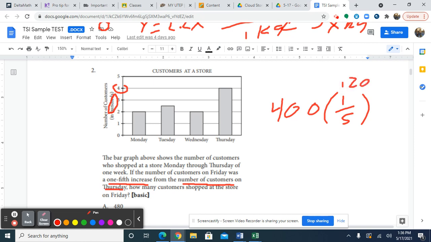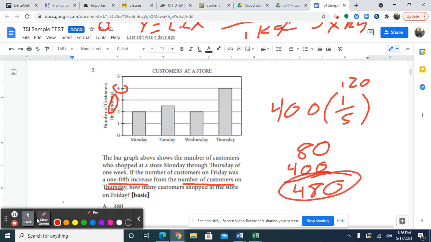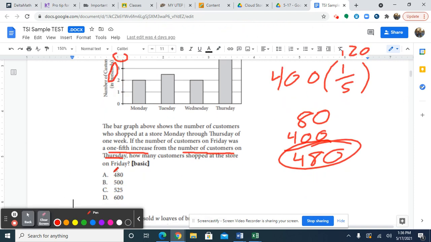And again, a basic calculator, a four function calculator, where we just add, subtract, multiply, and divide. So if we multiply 400 times 0.20, we should end up getting 80. That means that the amount of customers that increased on Friday was 80. So if we add those two together, we would get a total of 480, which would end up being A.